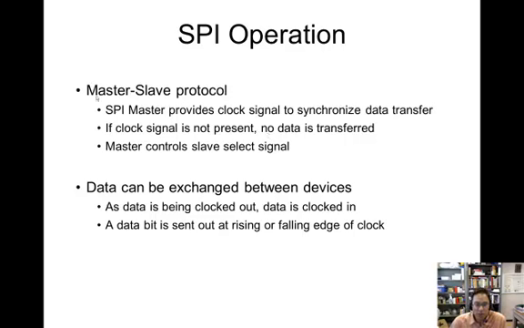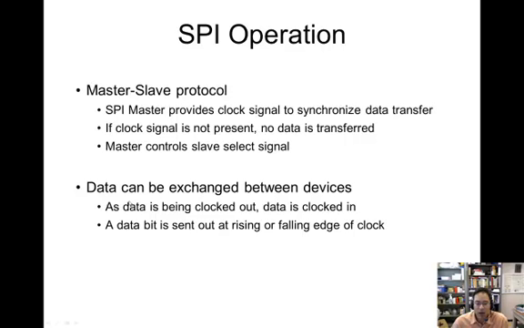Sounds awful, but that's the nomenclature in the field. So the SPI master is the one who drives the clock, so it provides the clock to synchronize all data transfers. And if the clock is not present, that means there's no data being transferred at all. So when you're not transferring any data, it doesn't have to send out a clock all the time. The master also controls a slave select signal, which is basically like a chip select signal that allows it to select multiple different slaves all at the same time, or one at a time, or however it activates them.